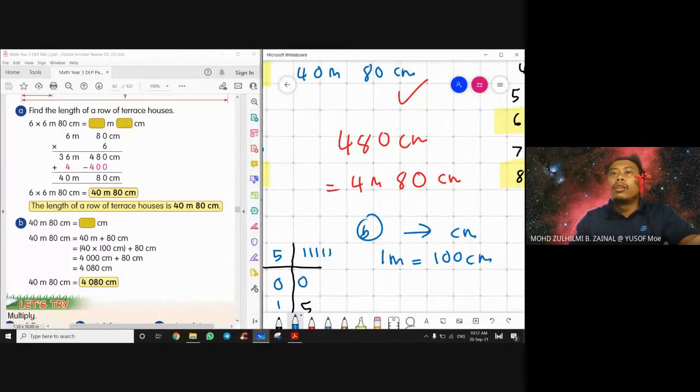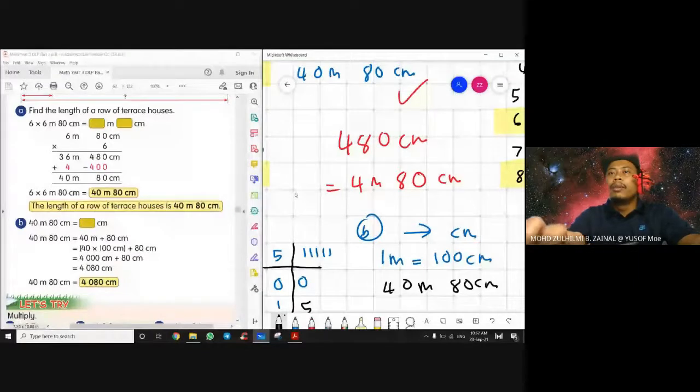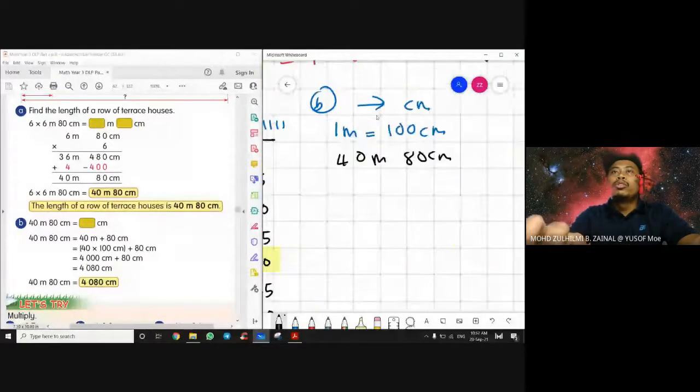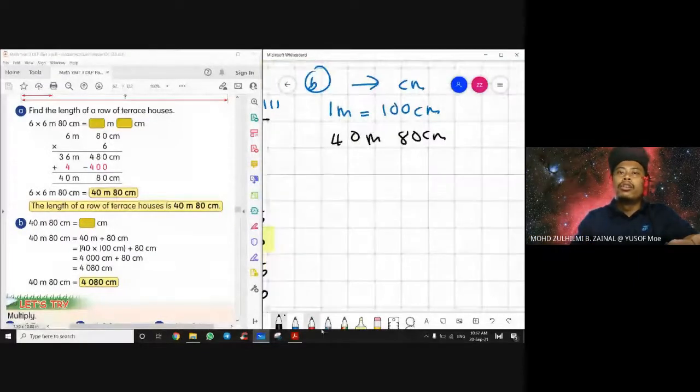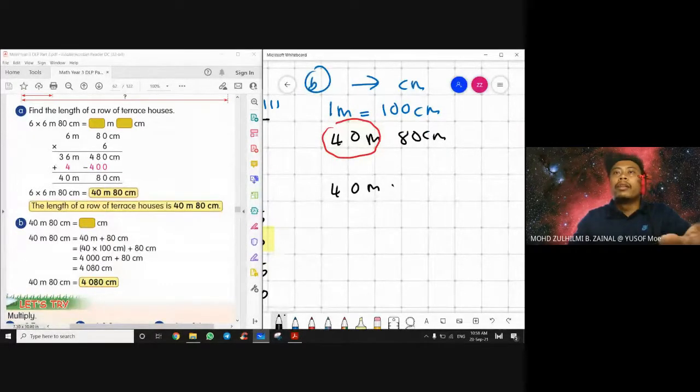Kalau 40 meters, 80 centimeters, kita dah ada centimeters. So what unit should you change? You have to change only for 40 meter ni je. So 40 meter equals to, ataupun kamu darab dengan 100. So 40 times 100.